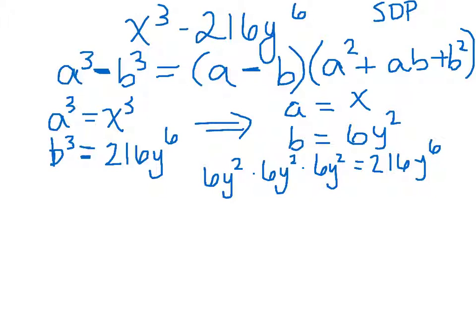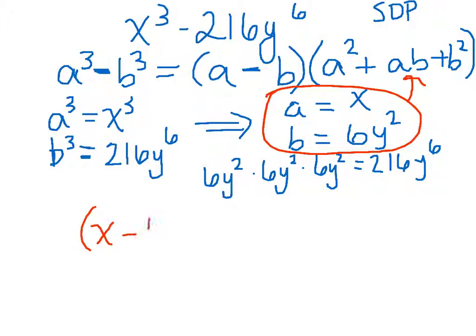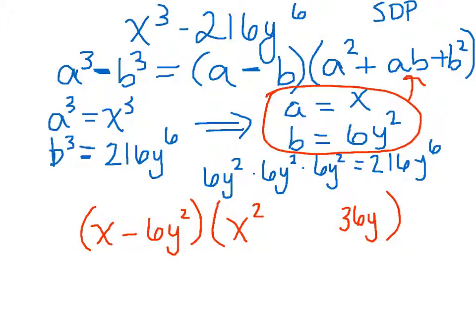Okay, from here, I'm going to use my a and my b to fill into the pattern. So I have x minus 6y squared, that's a minus b, times x squared. My b squared is going to be 36y to the 4th, and again I'm just taking the b value here and squaring it. And in the middle I'm going to have 6xy squared, and I'm going to make sure that I put my signs so I have the same sign as the original, different sign, and a plus sign always at the end.